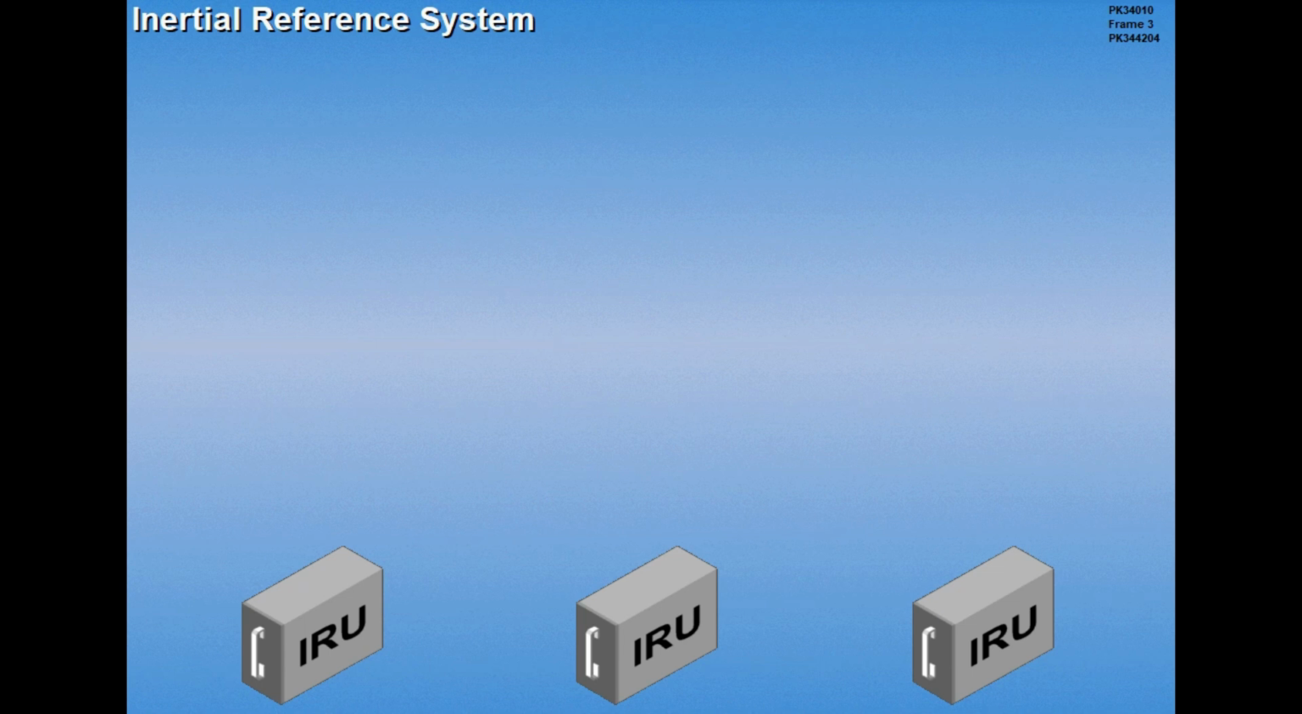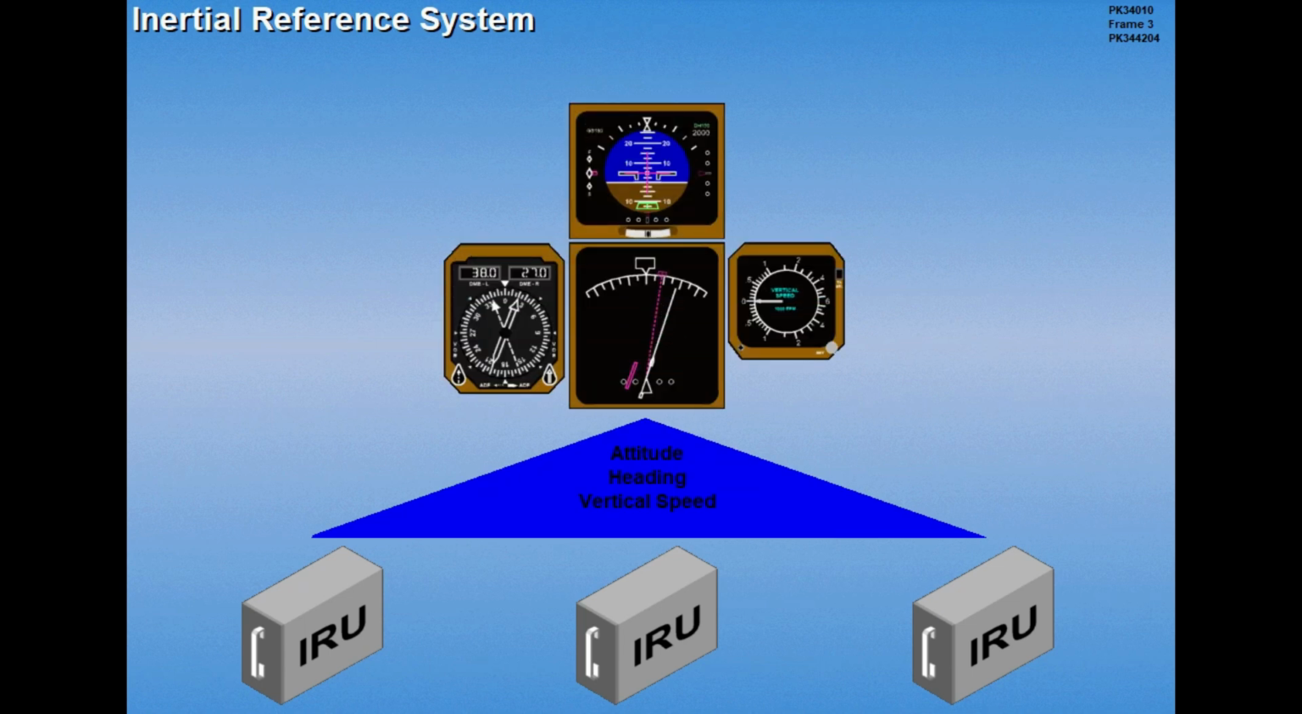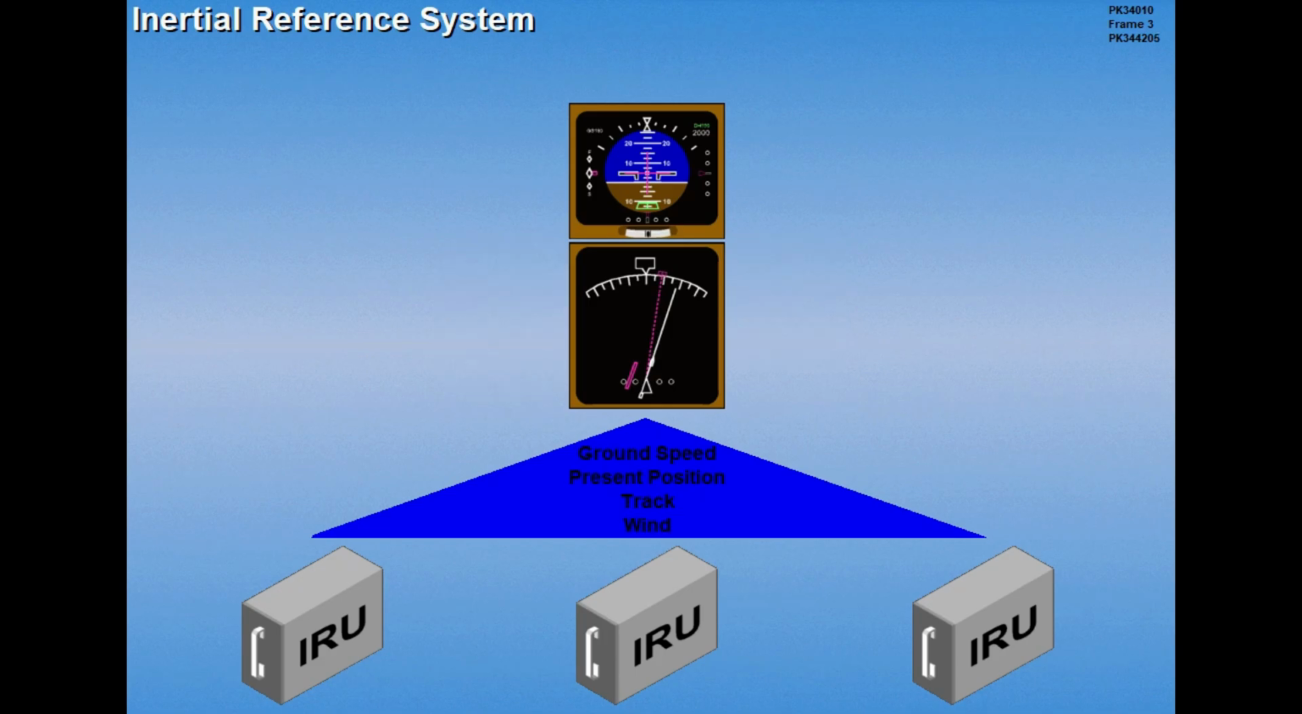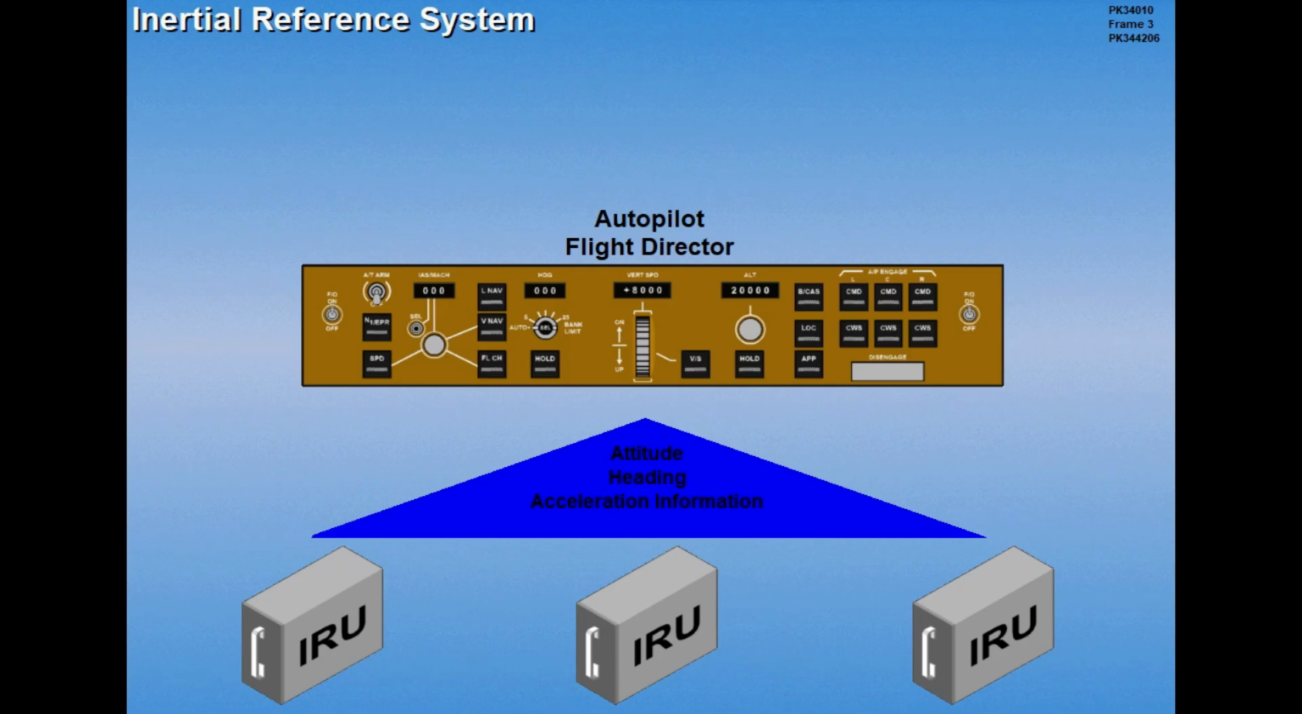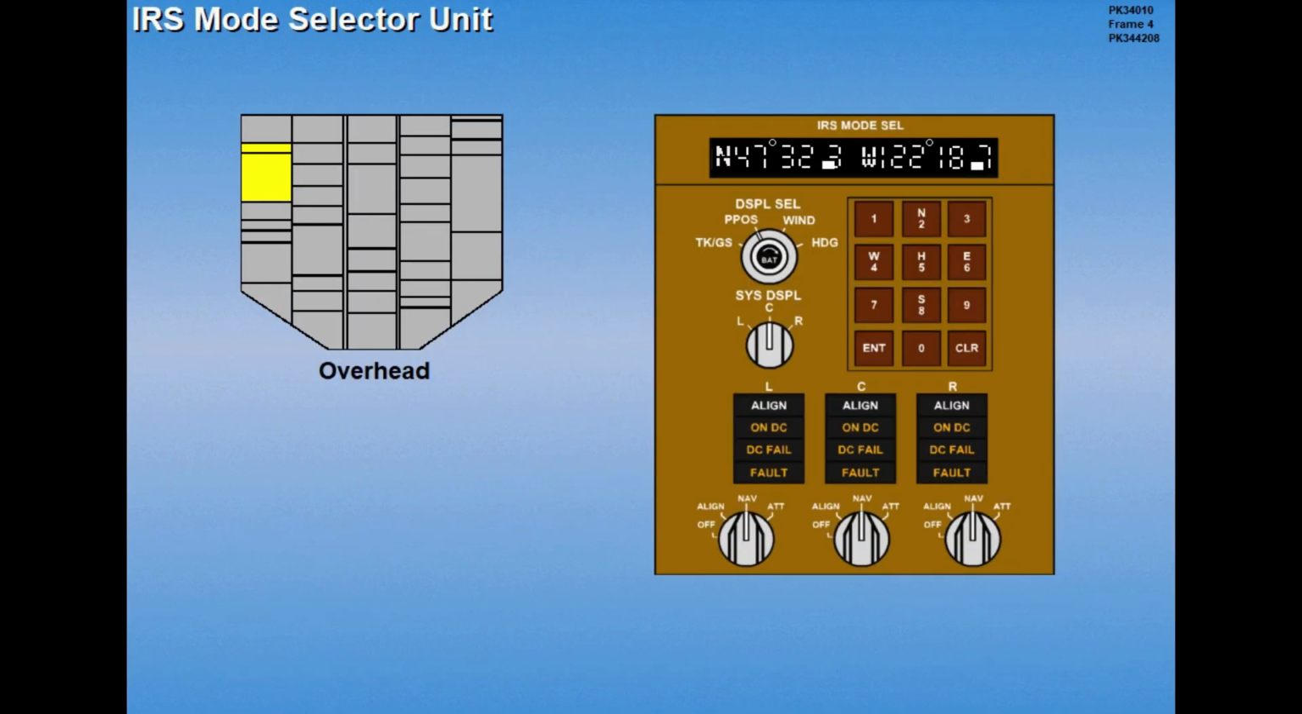The IRS provides attitude, heading, and vertical speed information to the flight instruments. In addition, the IRS provides ground speed, present position, track, and wind information. Attitude, heading, and acceleration information are provided to the autopilot and flight director. An IRS mode selector unit located on the overhead panel may also be used for input to the IRS.